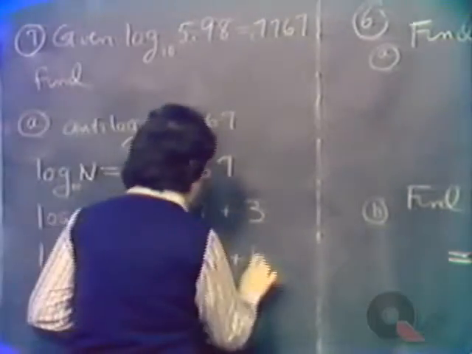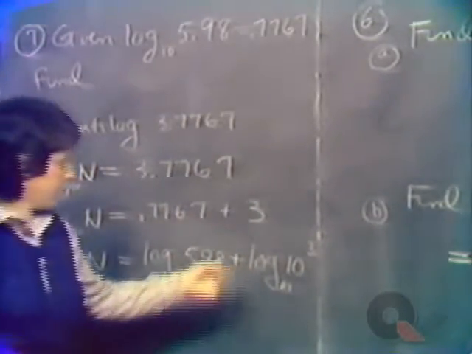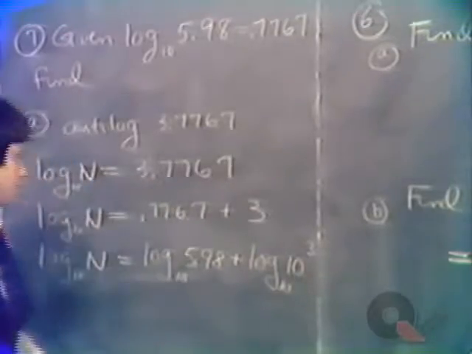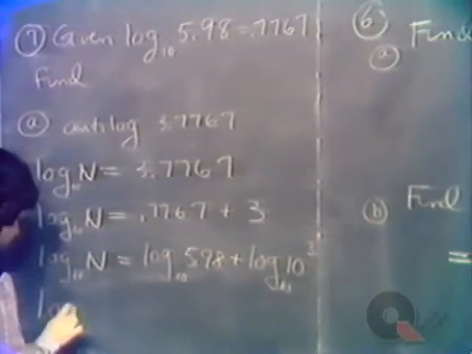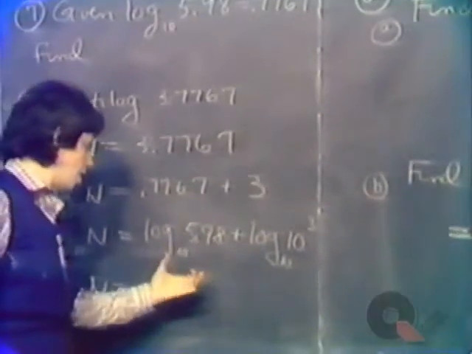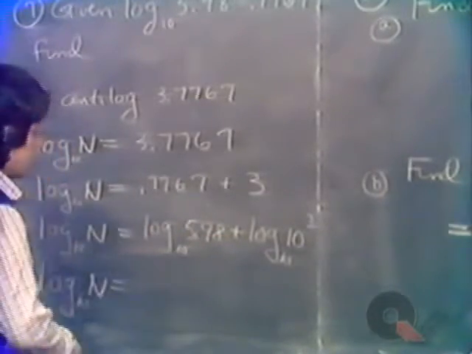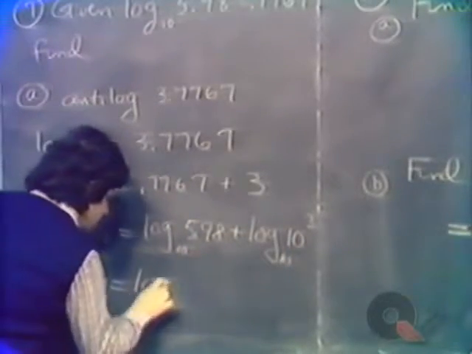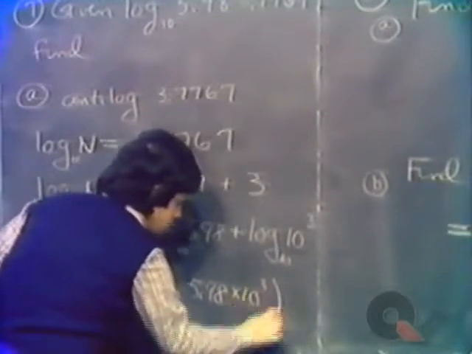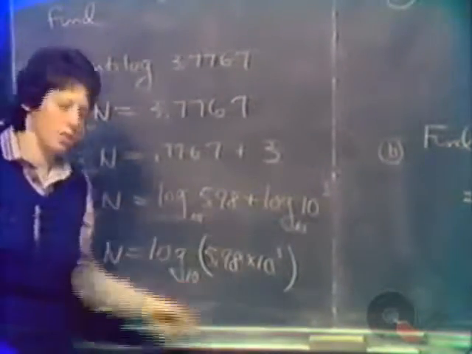And then 3, you would say, well, that is the log of 10 cubed to the base 10. The logic, again, being that the log of 10 cubed to the base 10 is 3, since 3 is the power that you'd have to raise 10 to get 10 cubed. Okay, so the log of n is the log of this plus the log of that. Well, if the log of a product is the sum of the logs of the factors, we can work backwards and say the sum of the logs of the factors here is the log of this product, 5.98 times 10 cubed. The log of a product is the sum of the logs of the factors.